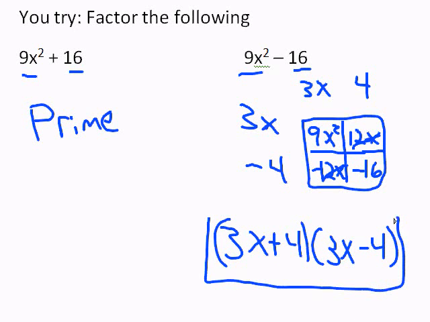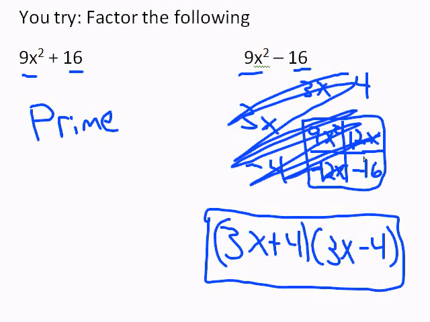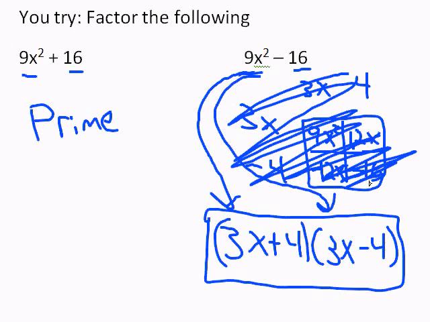What I want you to see from this in the end is that if both of these are perfect squares, meaning they can be square rooted into whole numbers, we can forego all of this middle step right here straight down into splitting the 9 into 3x and 3x and the 16 into positive 4 and negative 4. And then if we want to, we can go ahead and distribute them to check our answer.